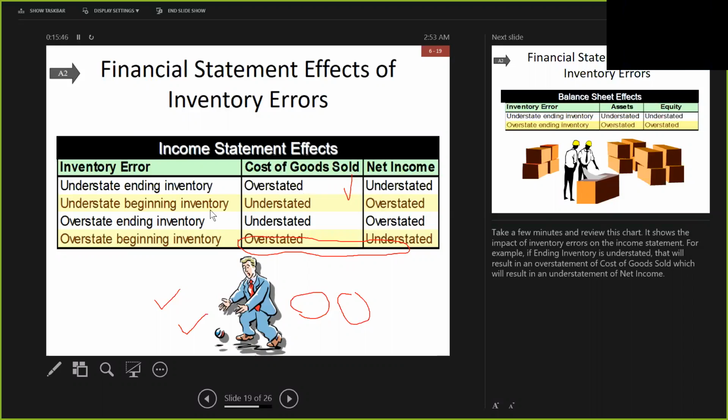If we understate beginning inventory, we see that our cost of goods sold will be understated and our net income is overstated. So inventory errors are a problem, right? You're causing problems in a couple of statements here. If you overstate the ending inventory, then you're going to understate cost of goods sold, which is going to overstate net income. And if you overstate beginning inventory, you're going to overstate cost of goods sold and understate net income. So that's the effect these errors can have.